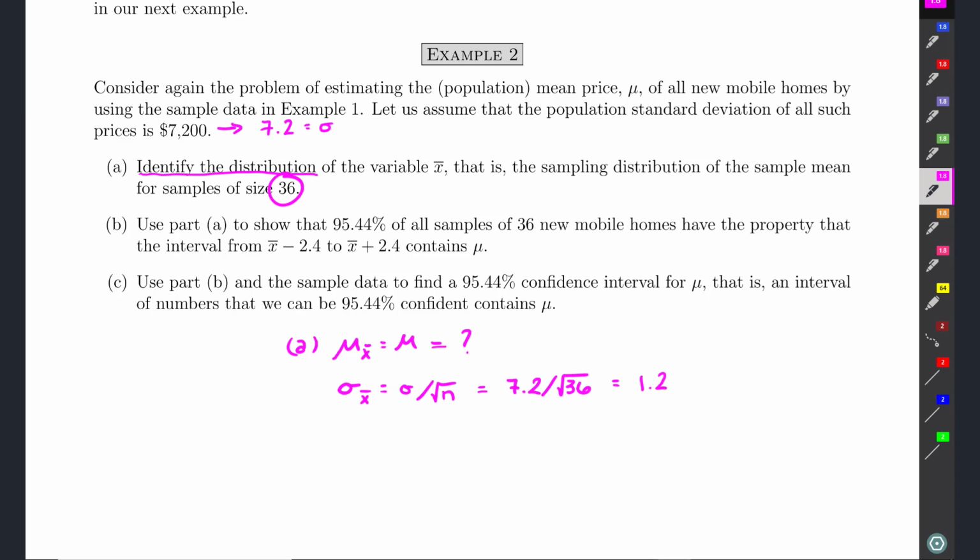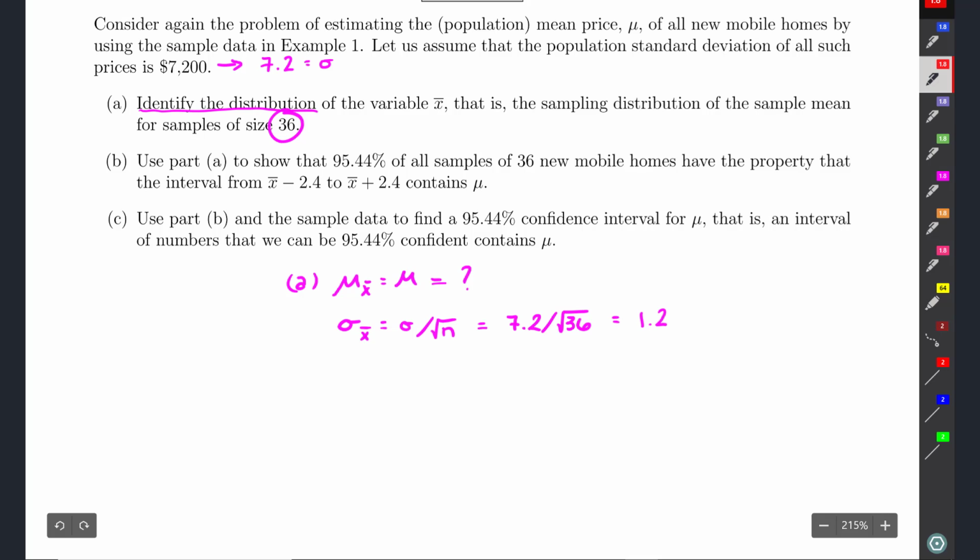For part B, it says to use part A to show that 95.44% of all samples of 36 new mobile homes have the property that the interval from x bar minus 2.4 to x bar plus 2.4 contains mu. What this means is, if you recall when we talked about the 3 standard deviation rule for a normal distribution, 95.44% of all data lies within 2 standard deviations of the mean.